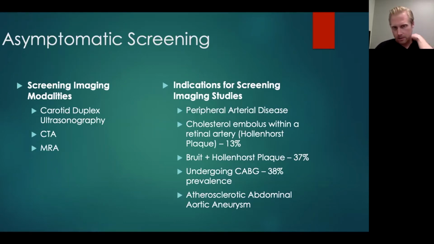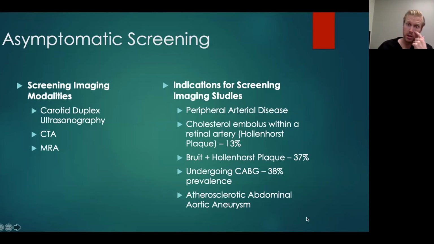Interestingly enough, we don't look at this as much anymore, but one of the ways they used to pick up symptomatic or asymptomatic stenosis, prior to good imaging, was looking in the retina at the arteries for little cholesterol deposits lodged from emboli from the neck in the retinal arteries. Those are called Hollenhorst plaques. If you see those plaques, you have about a 13% chance of having some significant carotid stenosis. If you have a Hollenhorst plaque plus a bruit on auscultation, you have about a 37% chance of having a greater than 50% carotid stenosis.